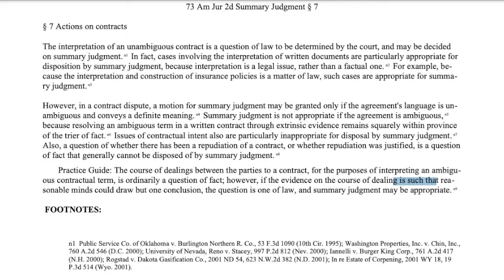Is such that reasonable minds. What's a reasonable mind? What ordinary people are willing to accept as being ordinary, acceptable, could draw but one conclusion. So this is what reasonable people could only draw one conclusion. Then it's no longer a question of fact. It becomes strictly one of law because the fact is established by the reasonable minds drawing that one conclusion of fact.